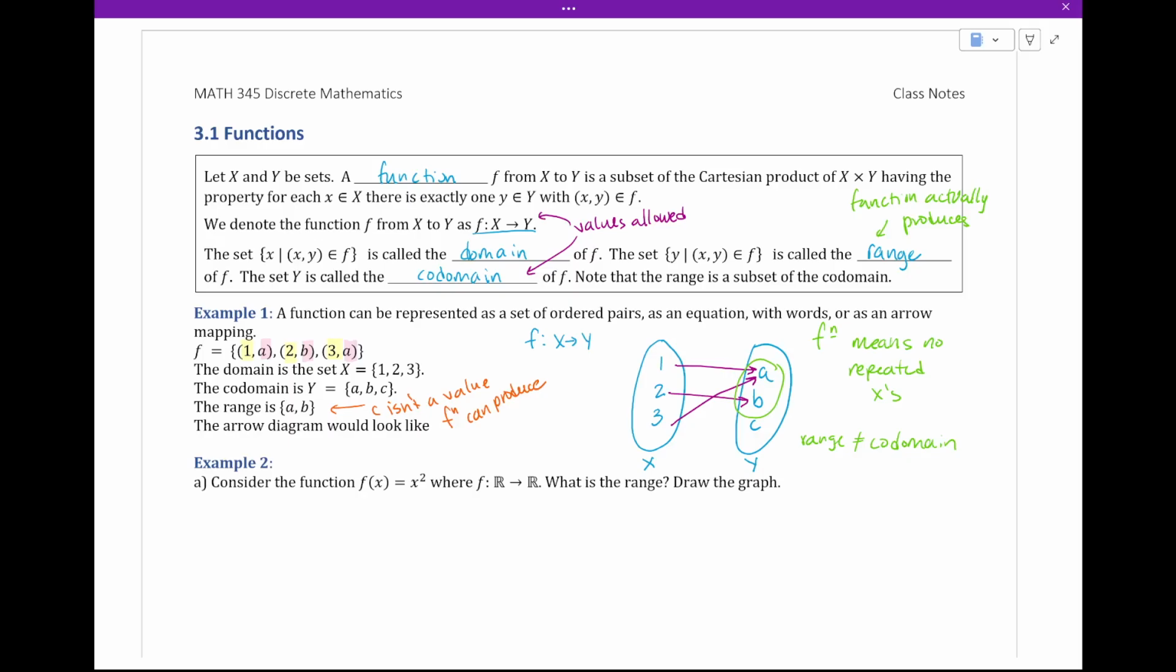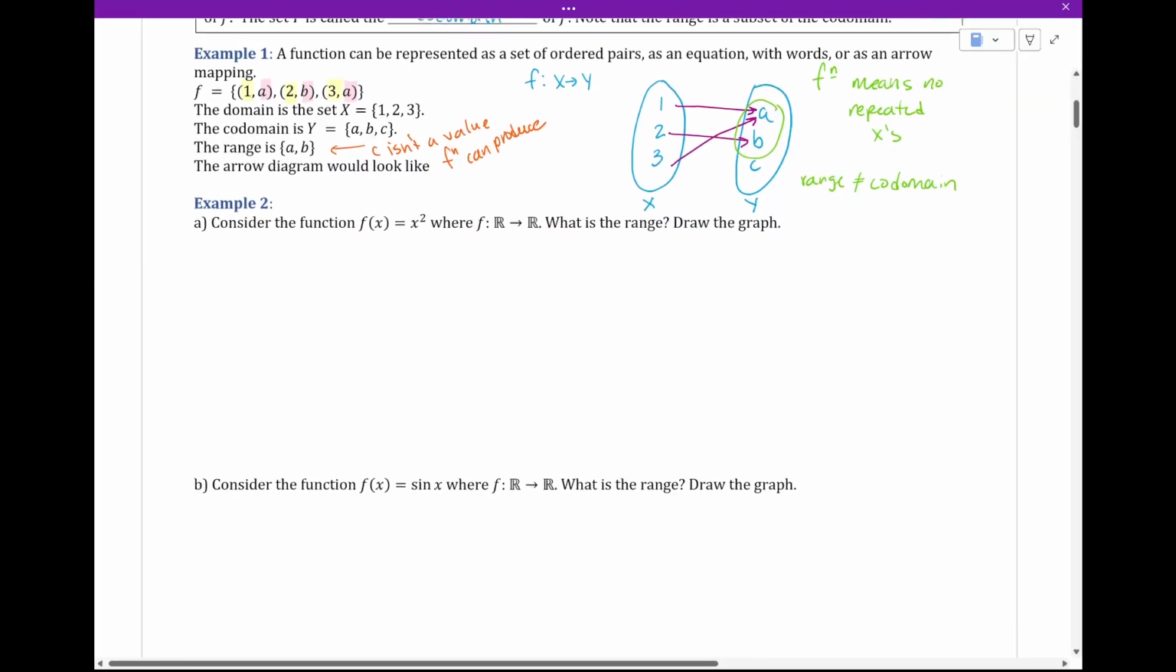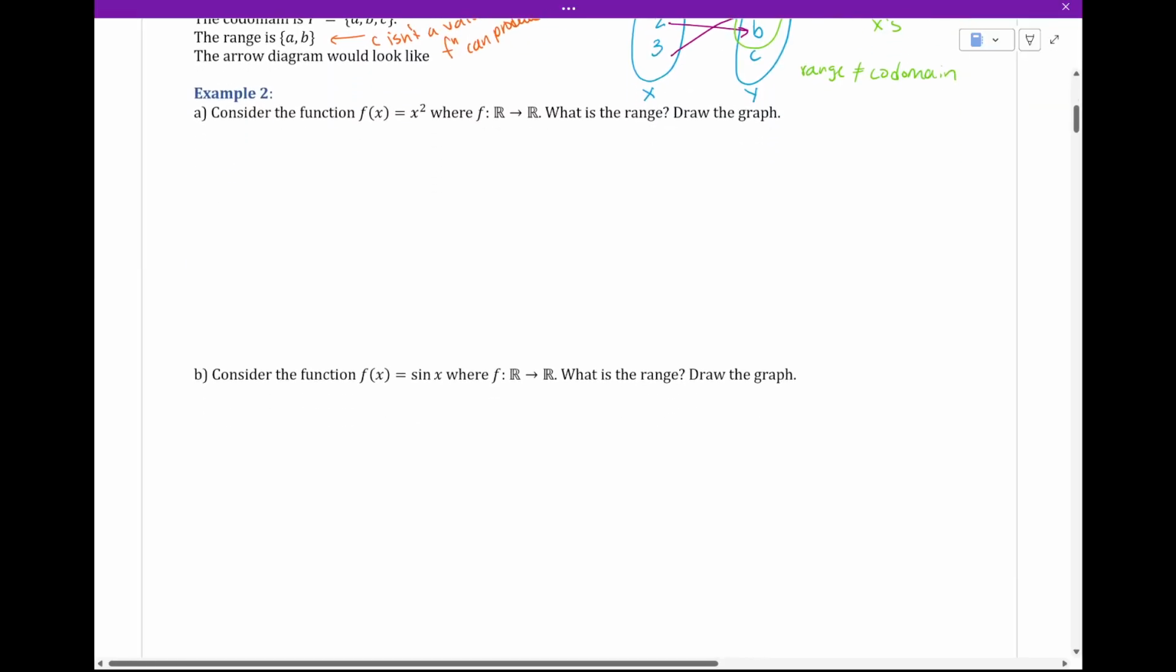All right, let's take a look at another example. Example 2a. Consider the function f of x equals x squared, where the function f goes from real numbers to real numbers. What is the range? And draw the graph. So this one right here, that's the domain, and this is the codomain. Is the range the same as the codomain? We'll find out. So I like to approach these types of problems, if I can, with a picture.